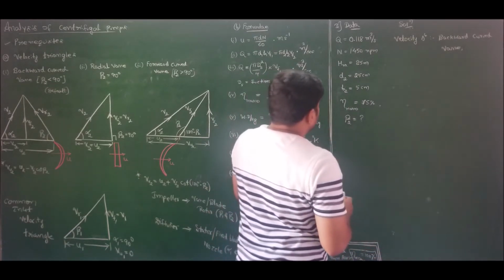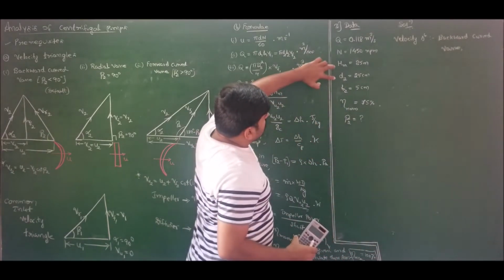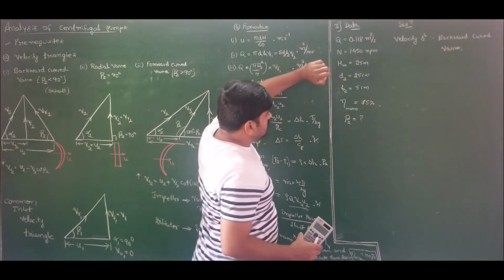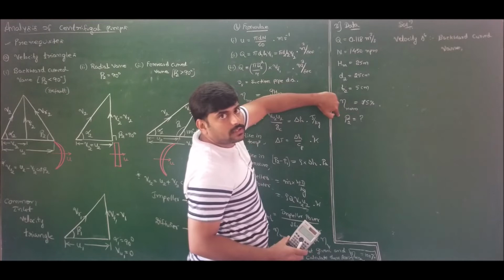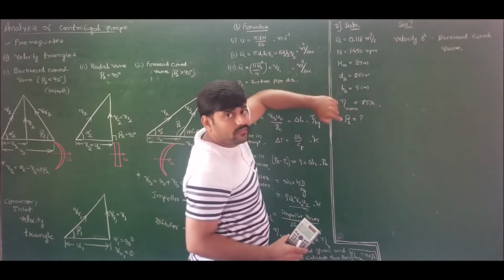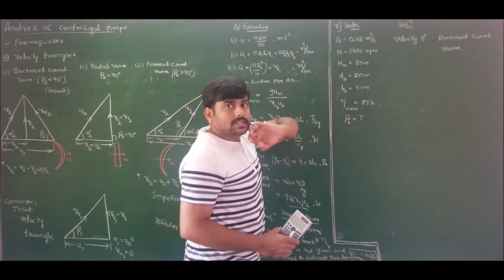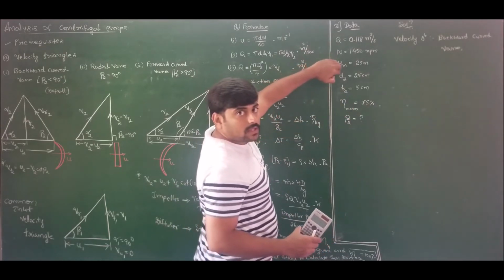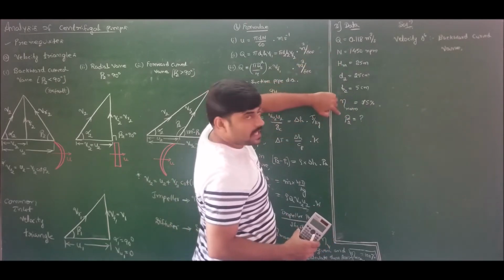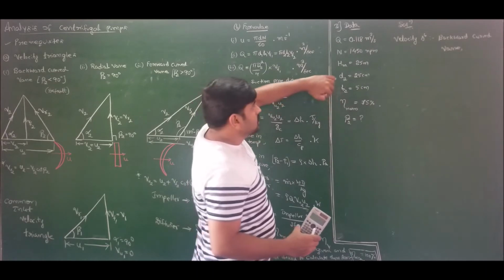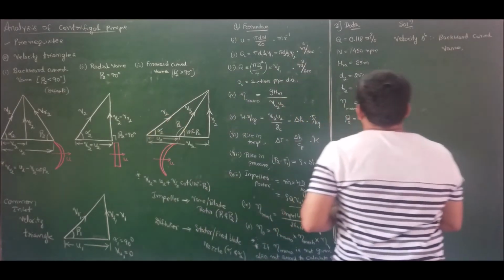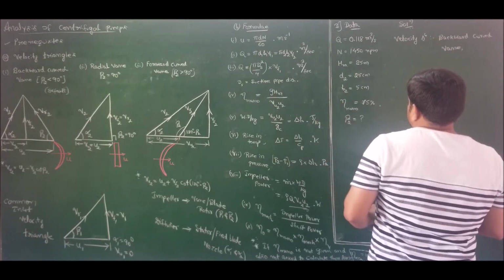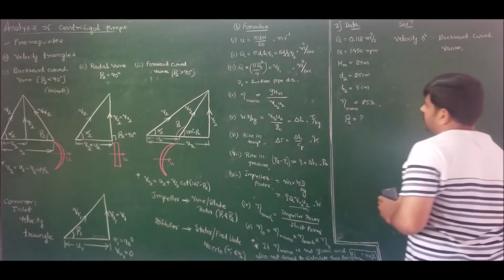Now, if you clearly observe, he has given the data pertaining to the exit velocity triangle, and he is also asking for an unknown in the exit velocity triangle, which means that we should solve only for the exit velocity triangle. So this is a hint for us. Analyze the exit velocity triangle properly. Since he has given manometric efficiency, I should make use of manometric efficiency.